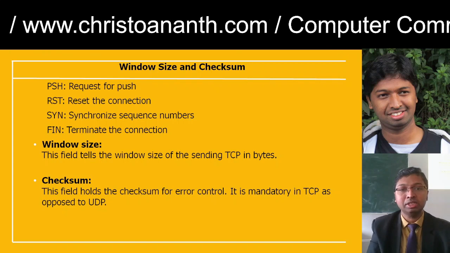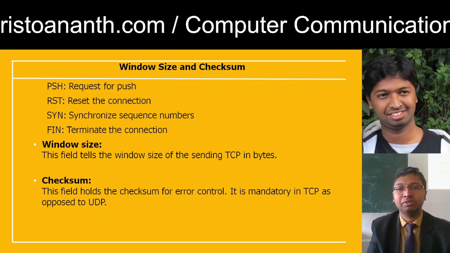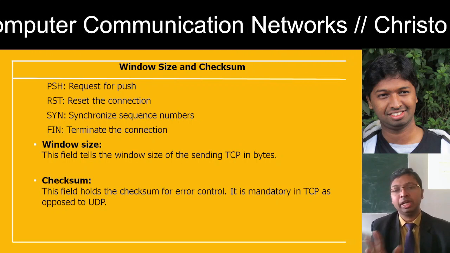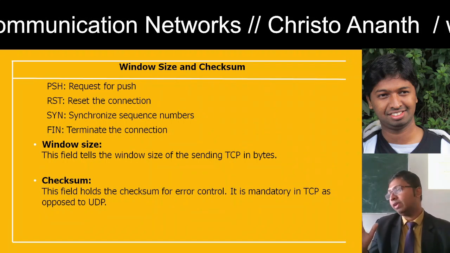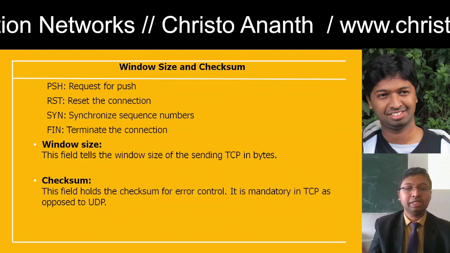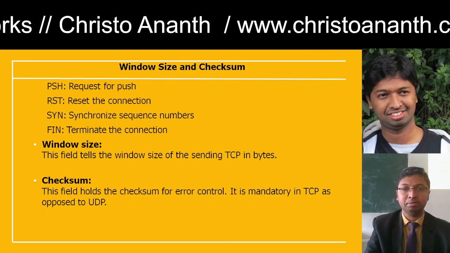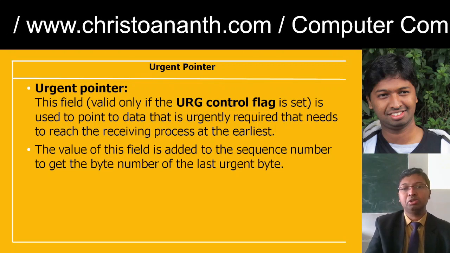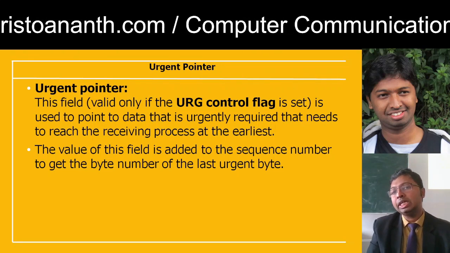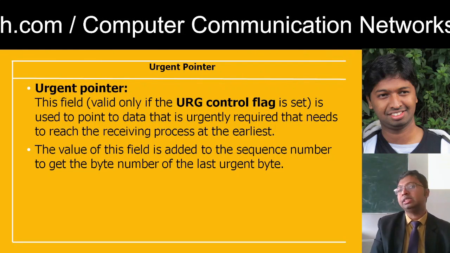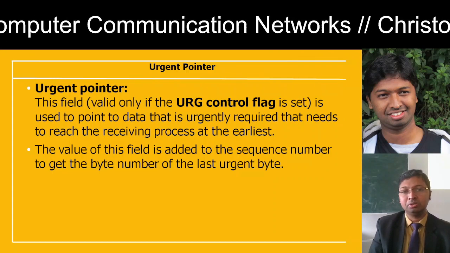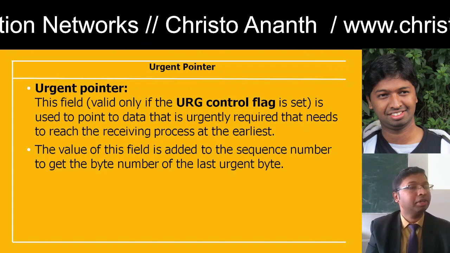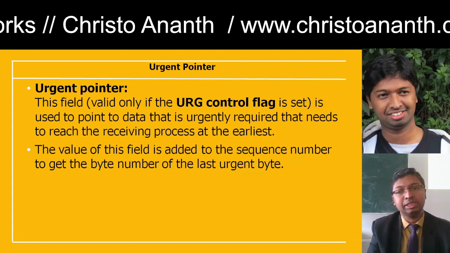Then you will have the window size, which is the window size of the sending TCP in bytes. And then the checksum, especially for error control. That is very important in TCP rather than in UDP, user datagram protocol. And then you will have the urgent pointer. It points to data that is urgently required and needs to reach the receiving process at the earliest. The value of the field is added to the sequence number in order to get the byte number of the last urgent byte.